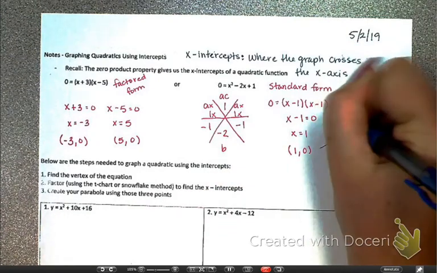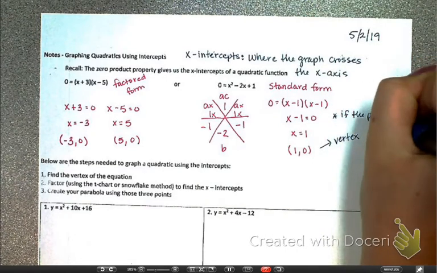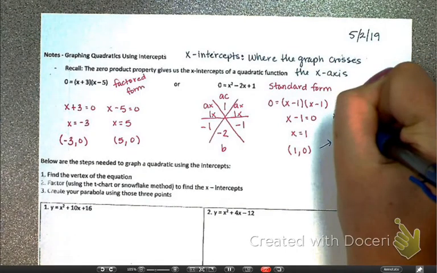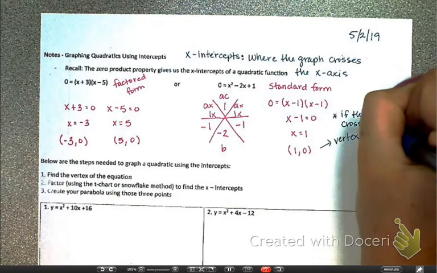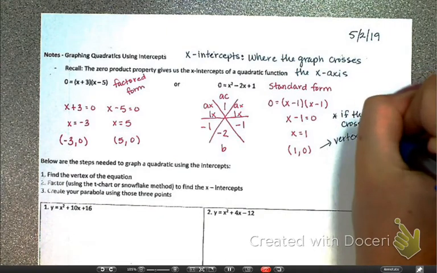Let's make a note. If the parabola crosses only once, it is the vertex.